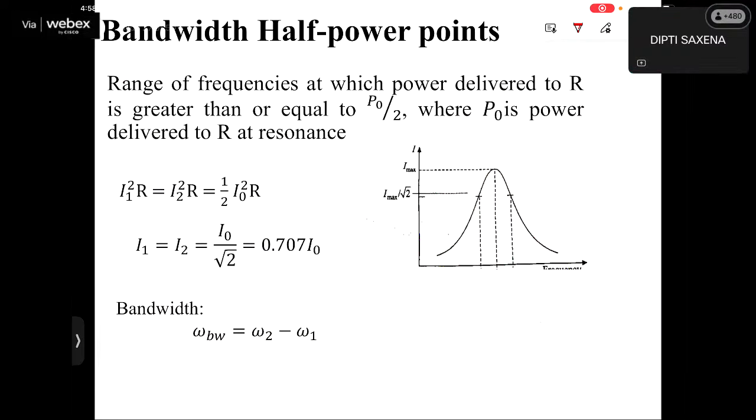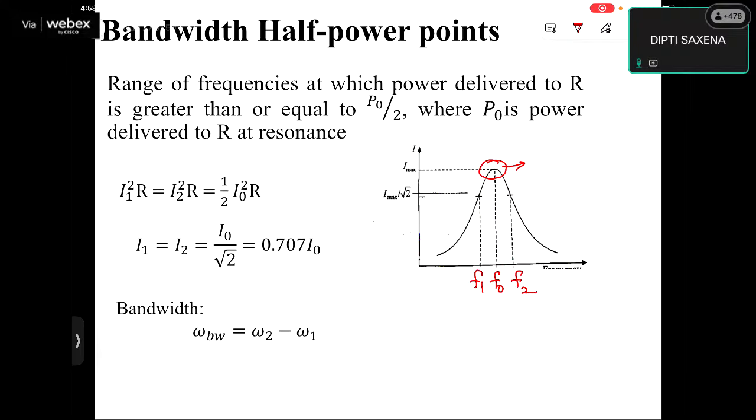Now, this point is of prime importance, that is the peak of the resonance curve. Now we want to see how wide my resonance curve is, that is, the width of the resonance curve. How do we measure the width of the resonance curve, and why do we measure it? We measure the width of the resonance curve by two frequencies. Let us say the frequency F1, this is my frequency F0, this is my frequency F2.